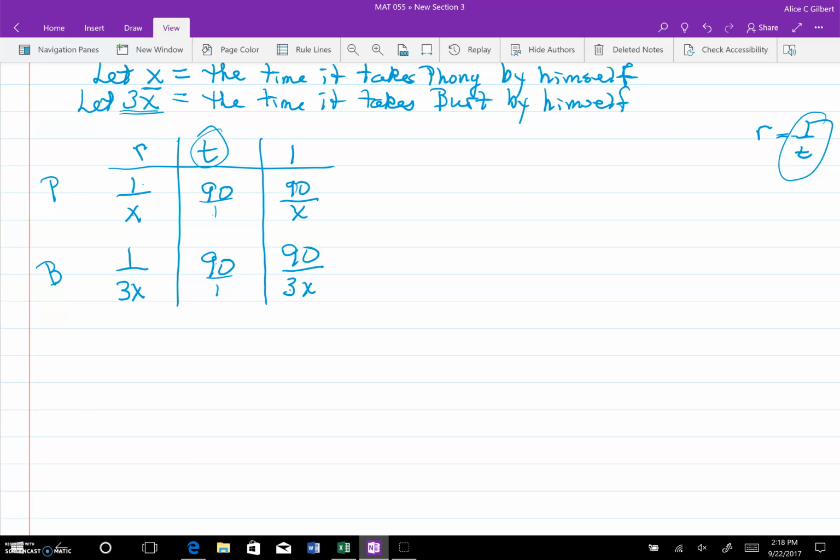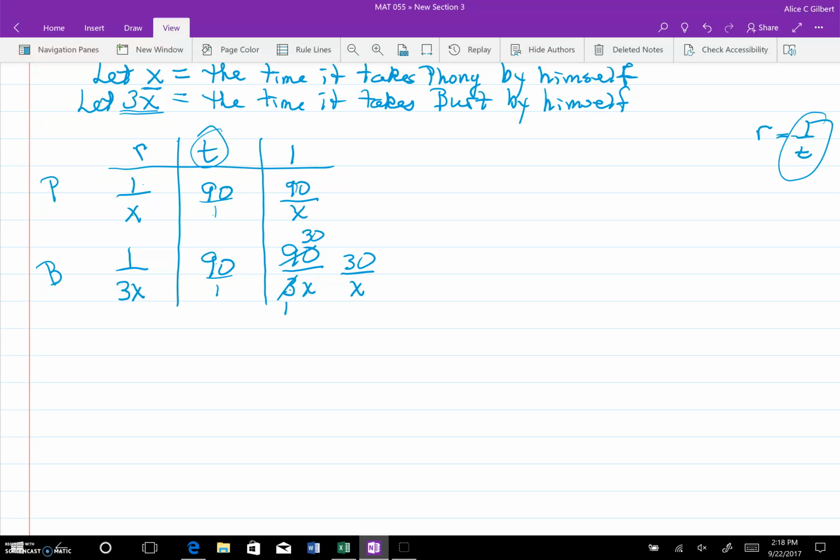Now, 3 times x, they're being multiplied. So that means I can cross cancel my 3 and my 90. Remember, if this were 3 plus or minus x, I couldn't do that. But because these are being multiplied, the 3 and the x, I can go ahead and do that. 3 goes into itself once and into 90 30 times. So this is really 30 over x.